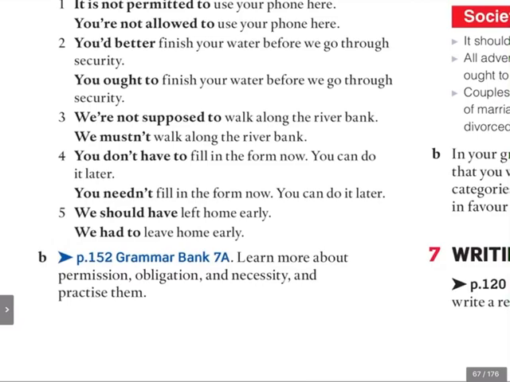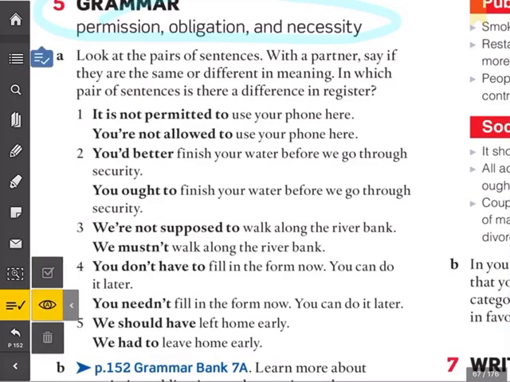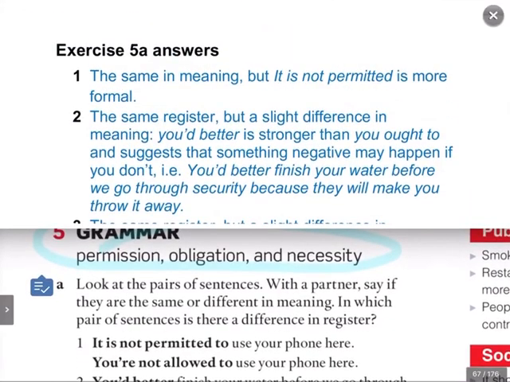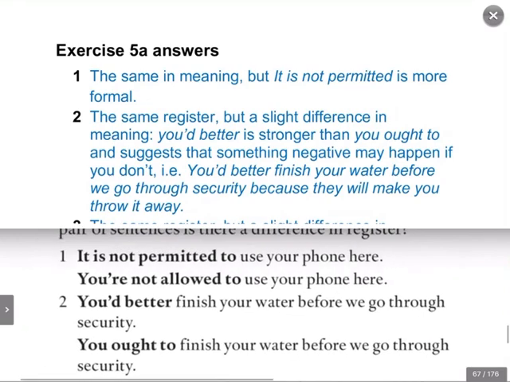Okay, so these are our sentences. Let's have a look if they have a similar meaning or a different meaning, and if they have a similar or different register. Are you ready? Well, let's have a look at number 1. We have it there just underneath. Do you remember? It's not permitted to use your phone here. You're not allowed to use your phone here. Well, they are the same in meaning, but it is not permitted is more formal.